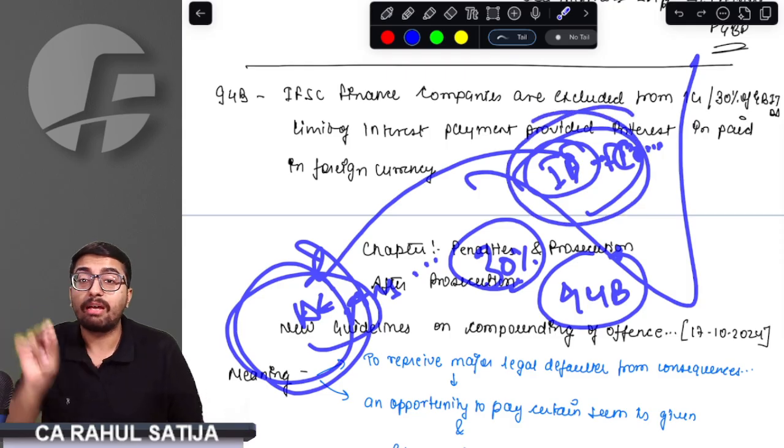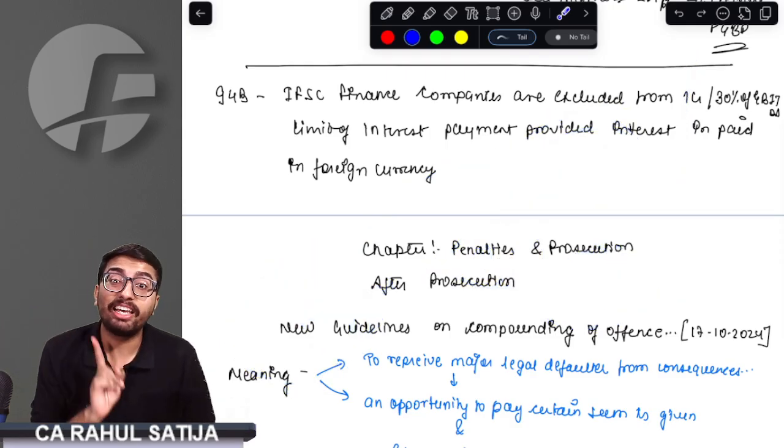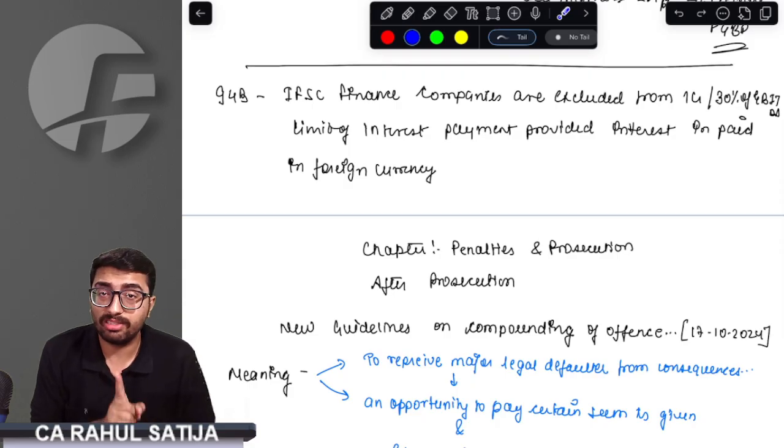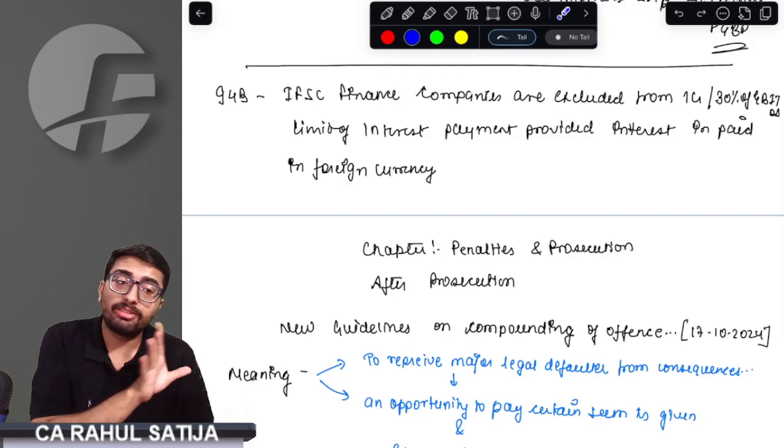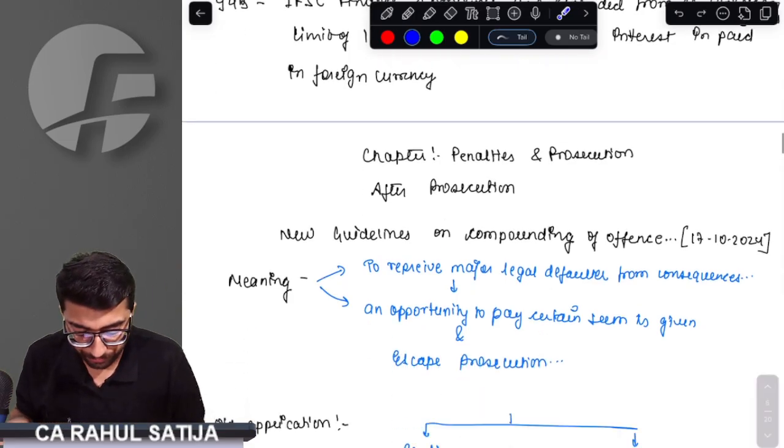But sir, these provisions are not applicable to a finance company located in IFSC. If any finance company is located in IFSC, for them the 30% provisions are not applicable.